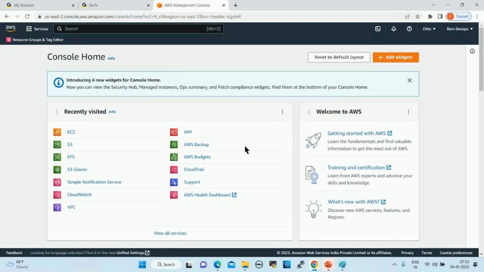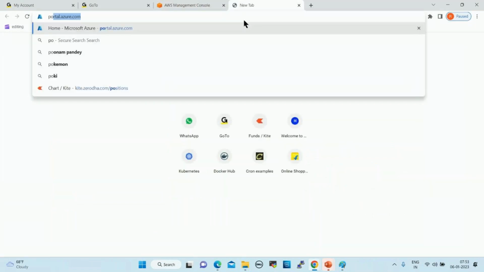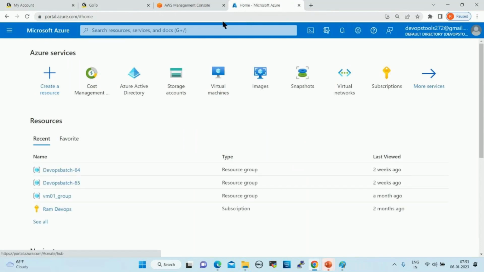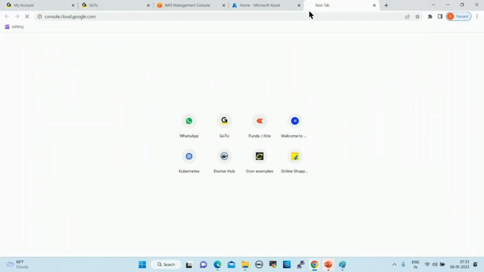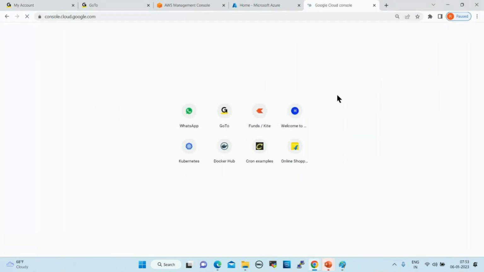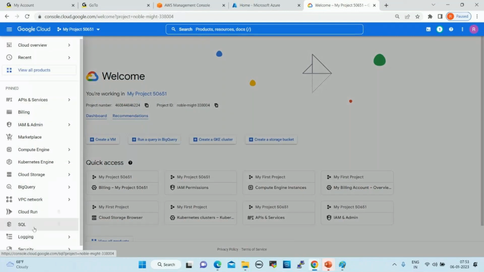So this is the AWS account. And portal.azure.com, which is the Azure platform. This is the Microsoft Azure platform. And Google Cloud platform, console.cloud.google.com is the URL. So this is the Google Cloud platform. These are the different services.